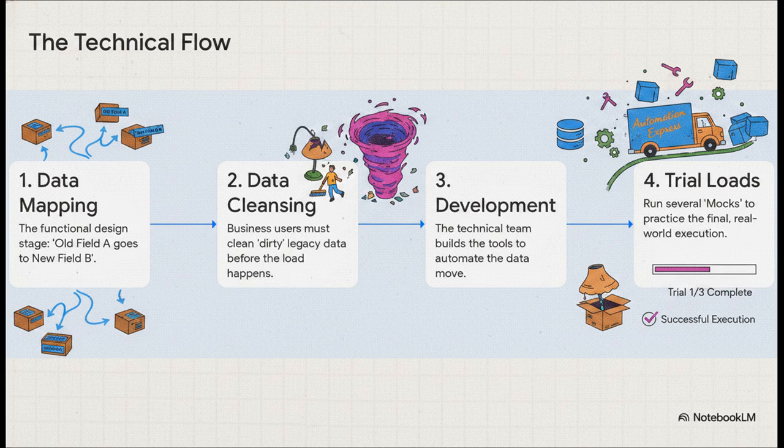You got to understand, this is not just a single event. First, there's data mapping. That's deciding which box goes to which room. Then comes data cleansing, where the business users have to get rid of all that old, dirty data. Like that broken lamp that's been in the attic for 10 years. After that, you've got development. This is where the tech team builds the tools, the moving van, to automate this whole process.